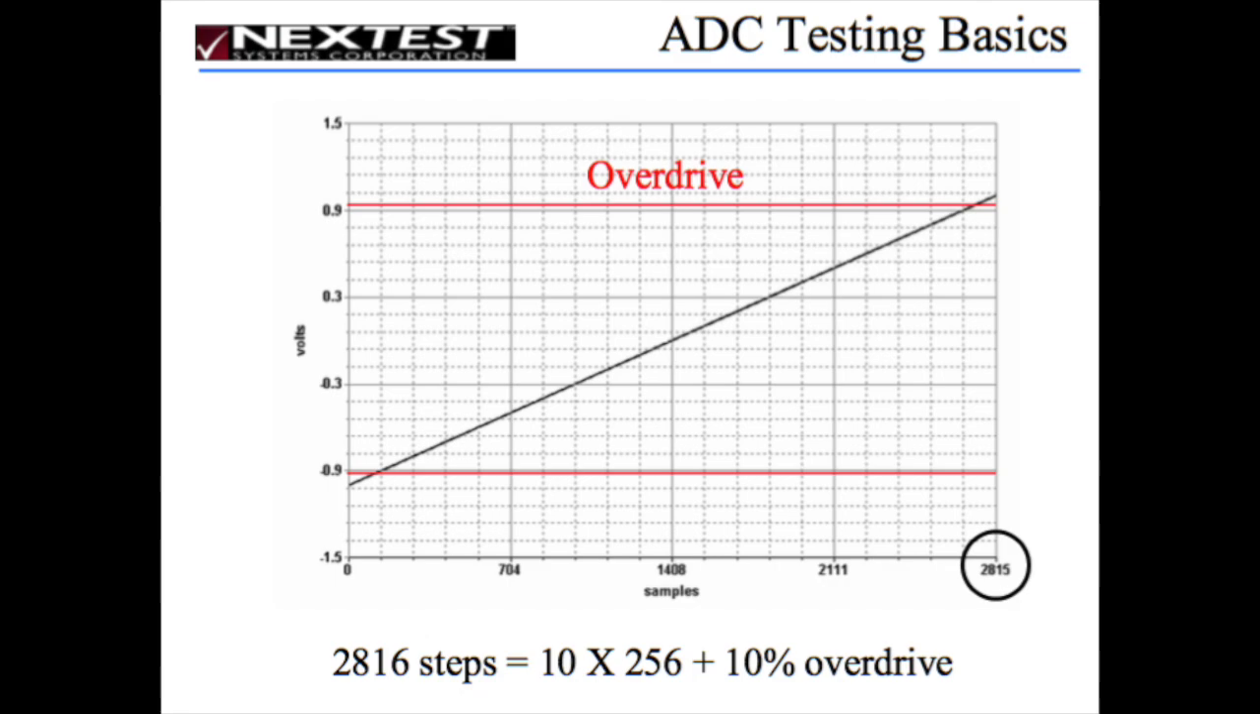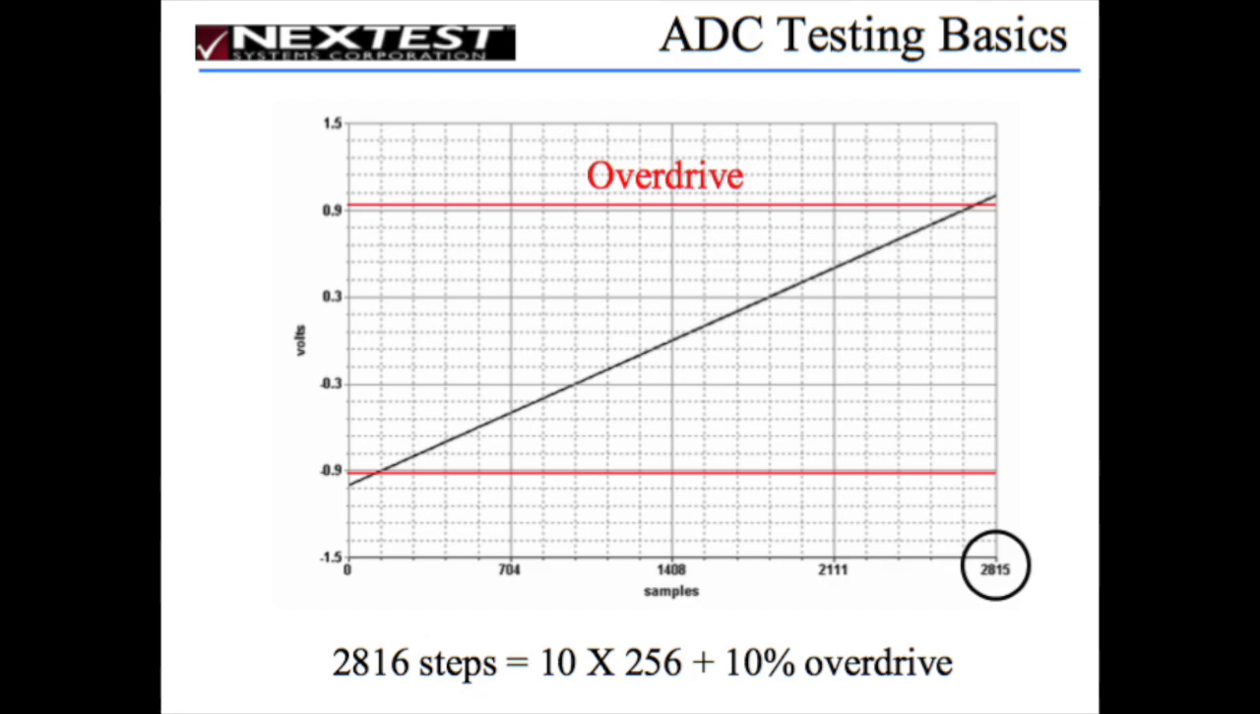We're going to do 2,816 steps. That's 10 times 256. So this is like an 8-bit ADC. 10 times 256 plus 10% overdrive. And you're saying, why are we doing overdrive? This is not like the Hot Rod Lincoln. We don't need overdrive. Well, we do.